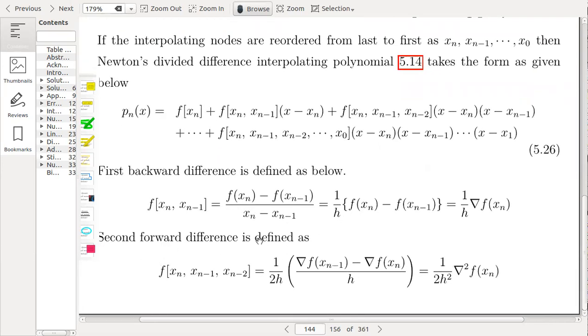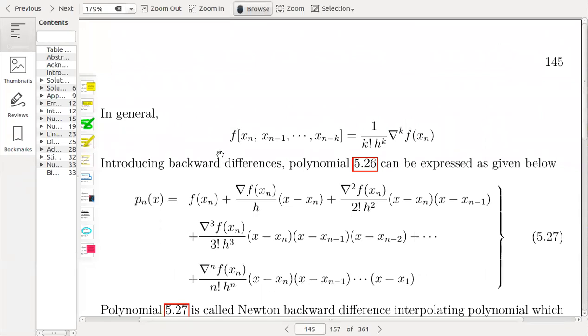So the second backward difference is defined as follows. For the second backward difference we need 3 points, xn, xn minus 1, xn minus 2, and this should be equal to 1 over 2h times nabla f of xn minus nabla f of xn minus 1, over h, and can be written as 1 over 2h square nabla square f of xn. And then in general, we can generalize it in the form that f of xn, xn minus 1, xn minus 2, xn minus 3, and so on to xn minus k is equal to 1 over k factorial h power k nabla k f of xn.